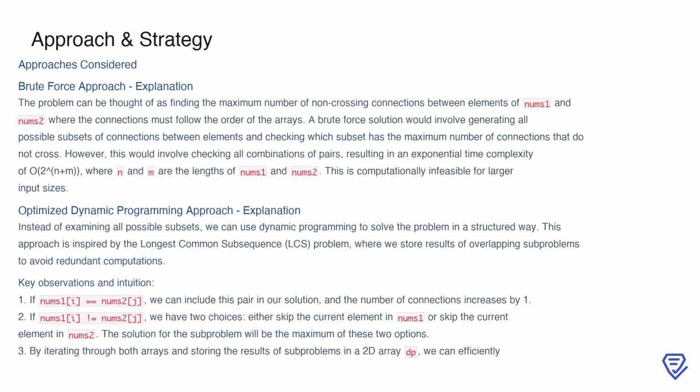Instead, we turn to an optimized approach based on dynamic programming. This technique is inspired by the longest common subsequence problem, where we break the problem into overlapping subproblems and store intermediate results to avoid redundant computations. Key observations include that if two elements match, we can connect them to increase the count, while mismatches give us a choice: either skip an element in one array or the other, taking the maximum result. By systematically iterating through the arrays and storing results in a 2D table, we can significantly improve efficiency and solve the problem in a structured way.